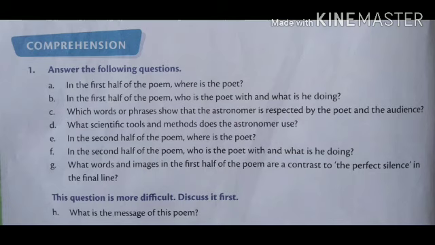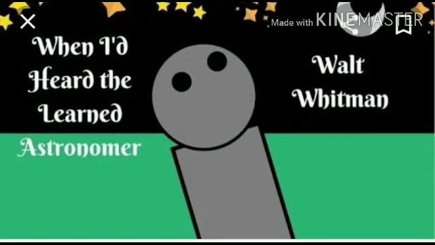Question E. In the second half of the poem, where is the poet? Question F. In the second half of the poem, who is the poet with and what is he doing? And the last question, G. What words and images in the first half of the poem are a contrast to the perfect silence in the final line? So, dear students, please find the answers to these questions. You can use the previous videos to see the poem and find the answers.